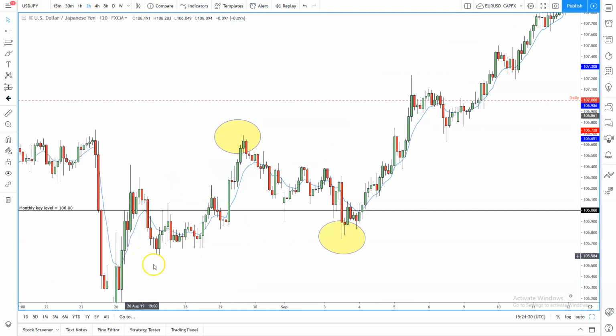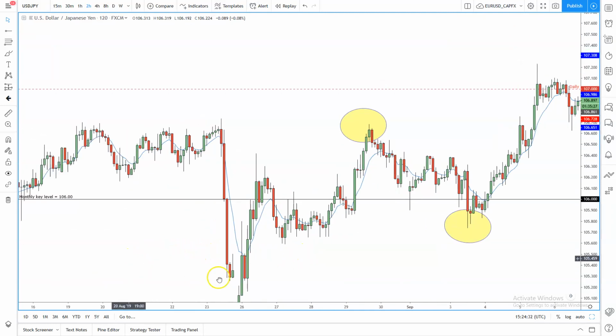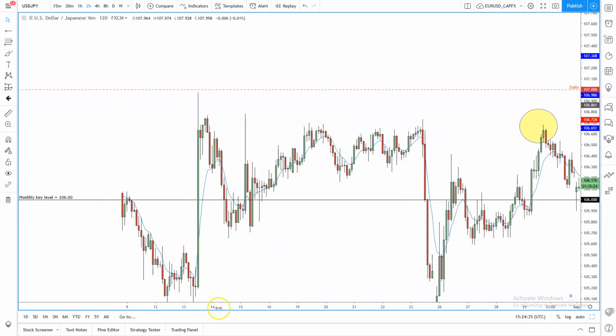Okay, let me see if I can find any here. Maybe zoom out like this.